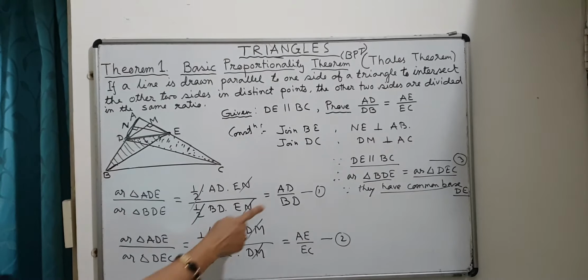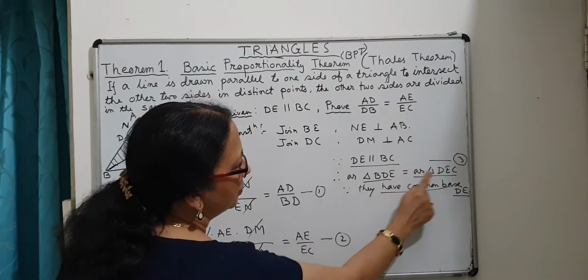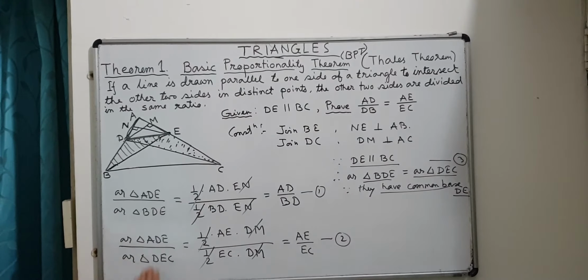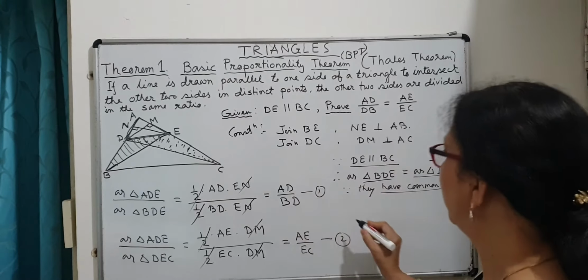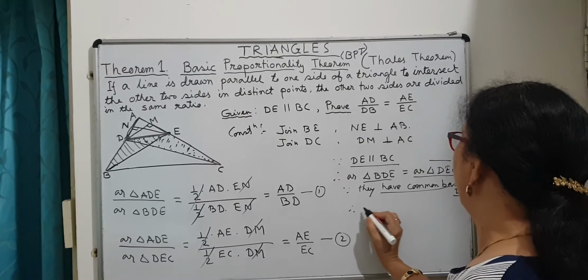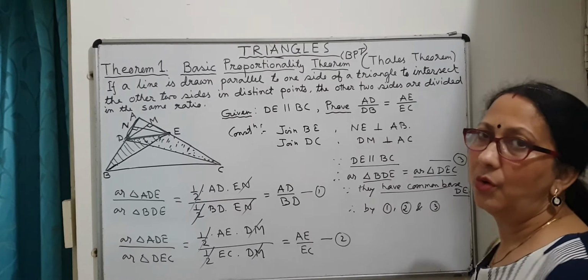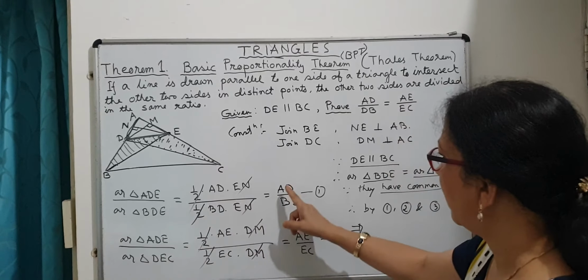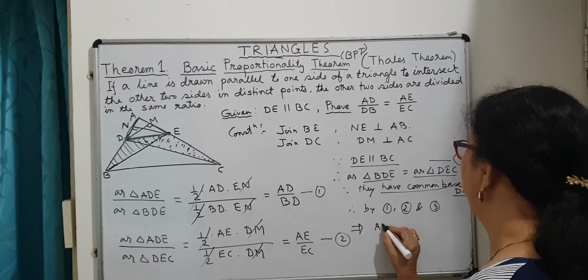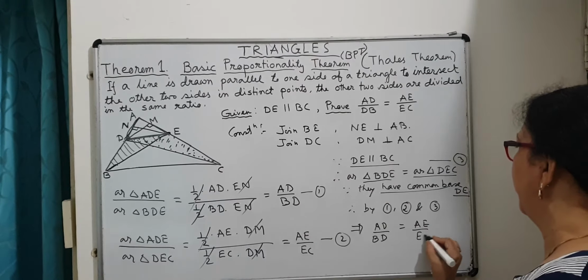So from equations 1, 2 and 3, what can we say? The numerator was same and now the denominator is also same by equation 3. These two areas are same. So that means the left hand sides of these two equations are same. Therefore we can say the RHS will also be same. So by equations 1, 2 and 3, we can conclude that since the left hand sides are equal, the RHS will also be equal. AD by BD is equal to AE by AC. Hence proved.